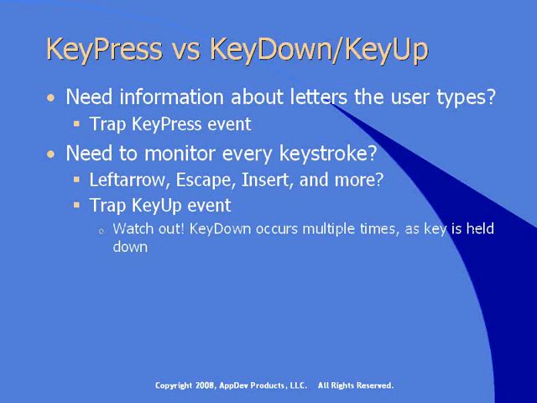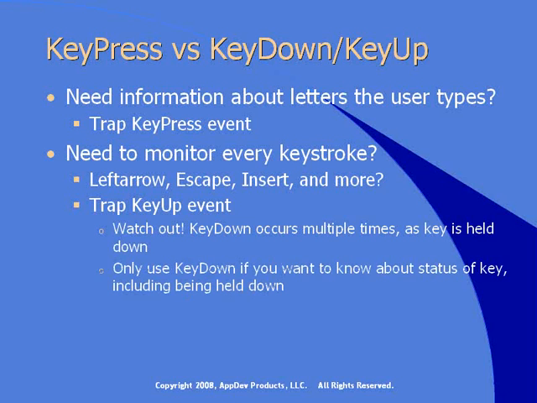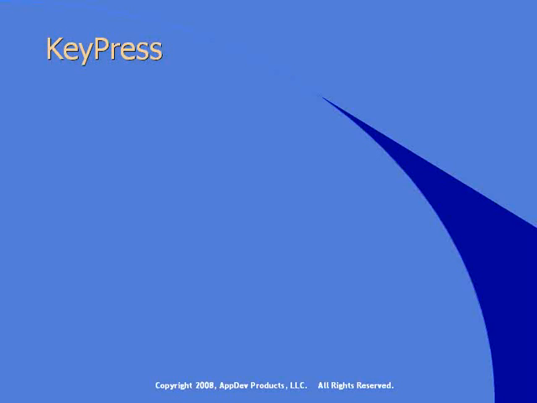And you watch out for this, however. The key down event occurs multiple times as the key is held down. That's why you generally don't trap key down unless you also want to know about how long they've held the key and react to those multiple key down events. You only use key down if you want to know about the status of the key, including the fact that it's being held down. Let's talk more about the key press event.